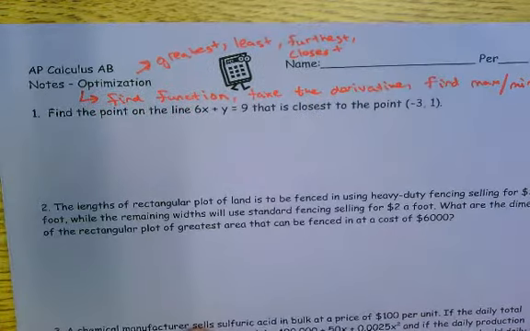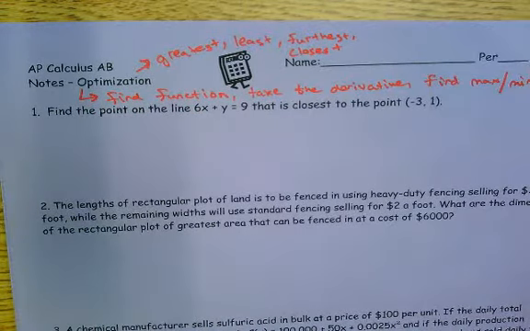Okay, so let's look at number 1. It says find the point on the line 6x + y = 9 that is closest to the point (-3, 1). You can draw this if you really wanted to get an idea. You don't have to. Do you want to draw this? We don't have to. Yes? No? Okay, so sure.